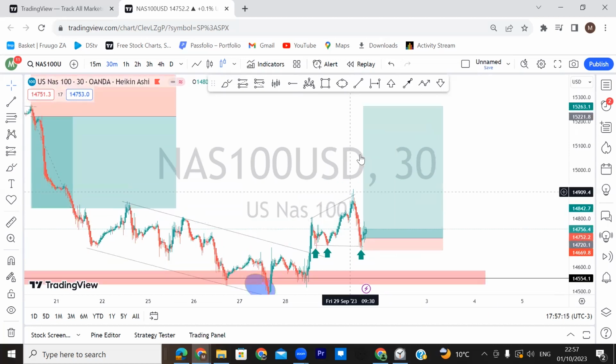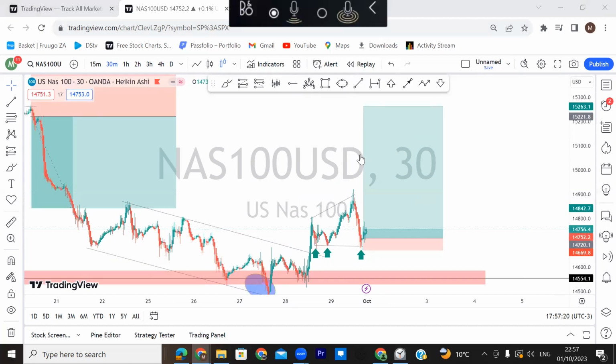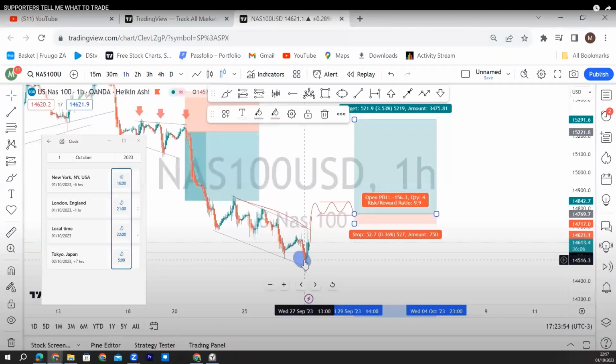Let me just refer back to the other screen. Which one is it? This one. So you can see it's what we're looking for. We're expecting the market to form this nice correction that I just showed you guys on the other screen. We're waiting for this correction for us to execute it.